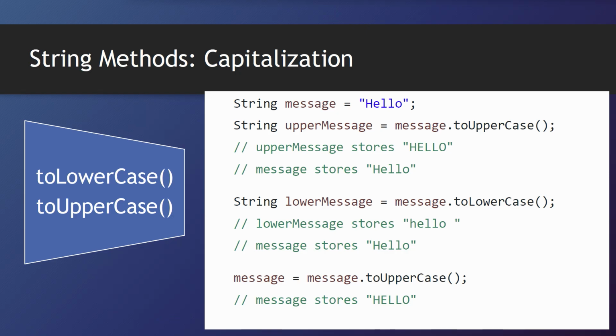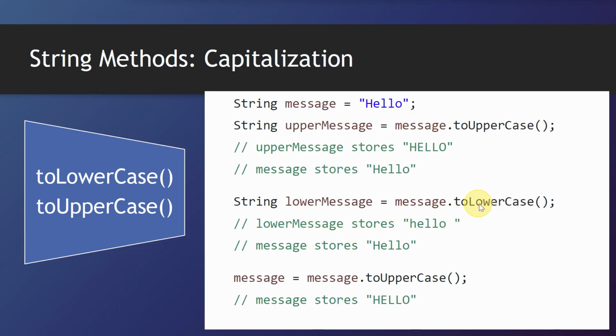The toLowerCase and toUpperCase methods will return a new string that is either in all lowercase or all uppercase letters. In this example, we invoke toUpperCase on the message variable. This creates a new string with hello in all capital letters. We then store that string into the variable upperMessage. What's important to note here is that the original message variable has not been changed. It cannot be changed because it's immutable. So a new string is created and we store it into this very different variable.